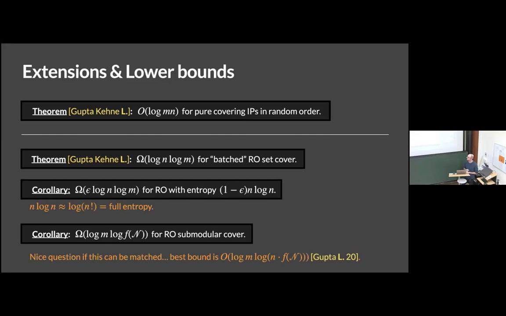Okay, it's a nice question if this bound can be matched. The best bound known is a paper of mine with Anupam from a year ago, which gets log of m times log n times this volume parameter. And the question is, I guess, if you can move the n into the other log. In this lower bound, m and n are polynomially related, so you can think of this as log mn. Okay, any questions about these?